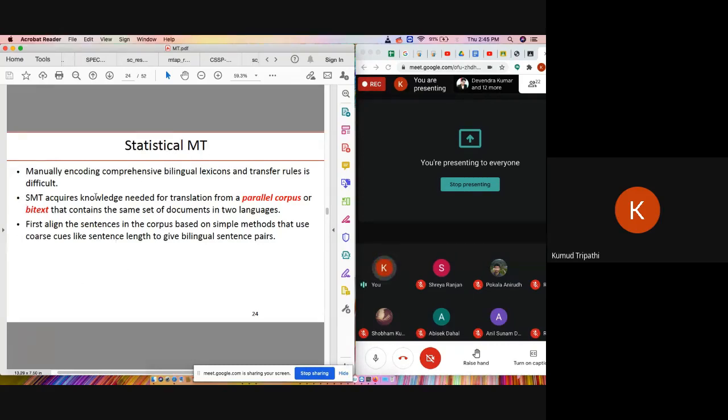SMT is what? Statistical machine translation. So SMT acquires knowledge needed for translation from a parallel corpus that contains the same set of documents in two languages. So what is parallel corpus? What is parallel corpus? Can anyone explain?